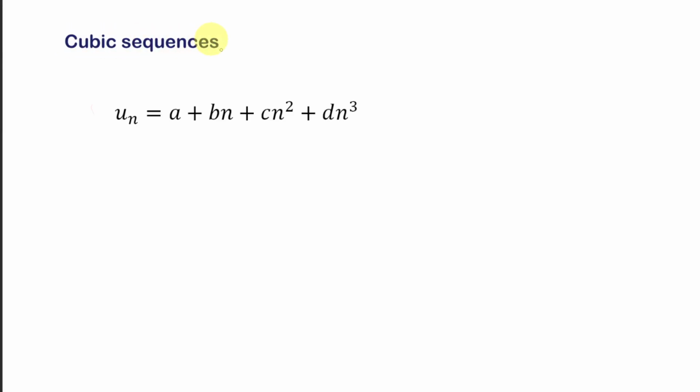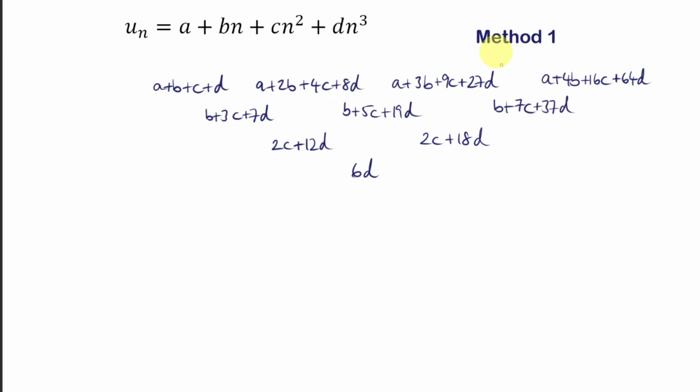Cubic sequences. So the formula for a cubic sequence is going to look something like this. You can have some numbers, some n's, some n squareds, and some n cubes. So the highest power now is going to be n cubed in our formula. Okay, so let's look at the two methods that we learnt last time.